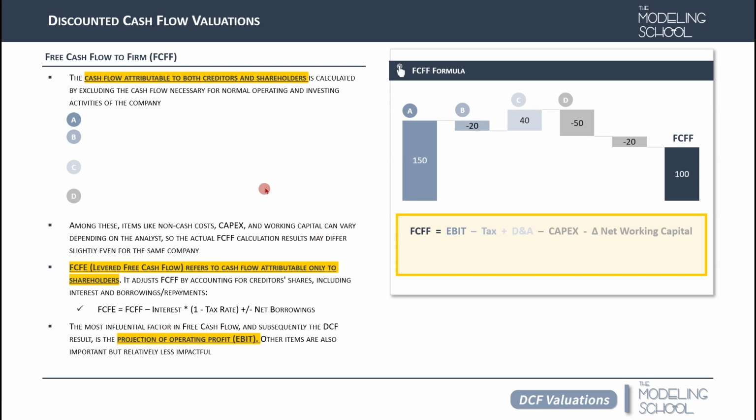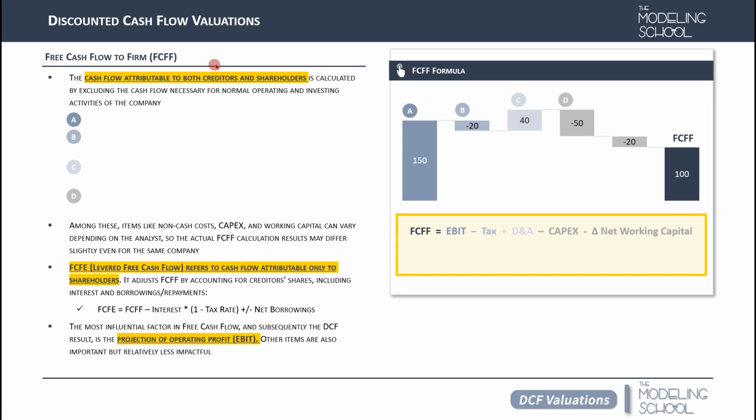Let's take a brief look at what free cash flow is. So generally when we talk about free cash flow, we are referring to technically free cash flow to firm, or in other words, FCFF, or it's sometimes called unlevered cash flow. So in practice, you're going to be finding these terms used interchangeably.